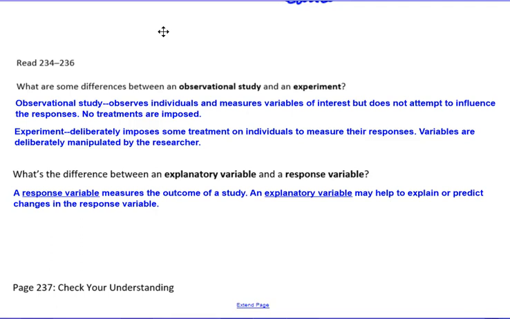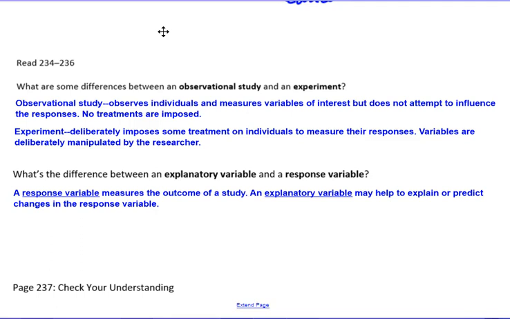In an observational study, individuals are merely observed and variables are measured, but there is no attempt to influence the responses of those being observed, of the individuals being observed. No treatments are imposed by the researcher. Whereas in an experiment, the researcher deliberately imposes some treatment on individuals in order to measure their responses. Variables are deliberately manipulated by the researcher.